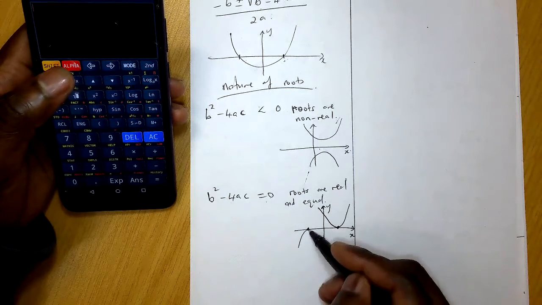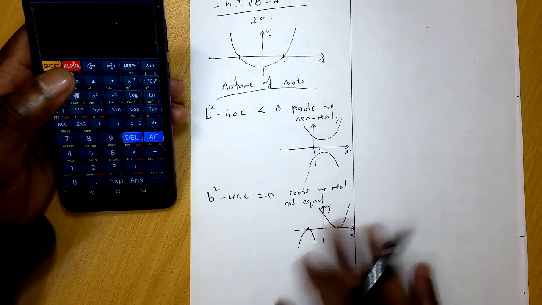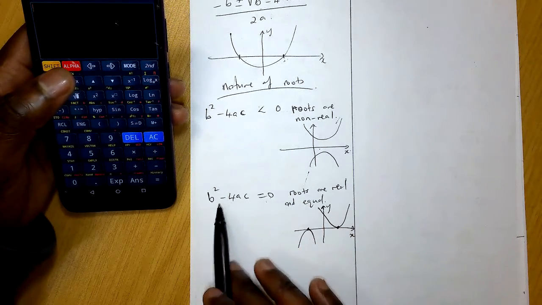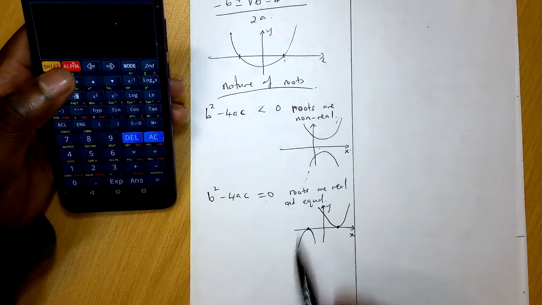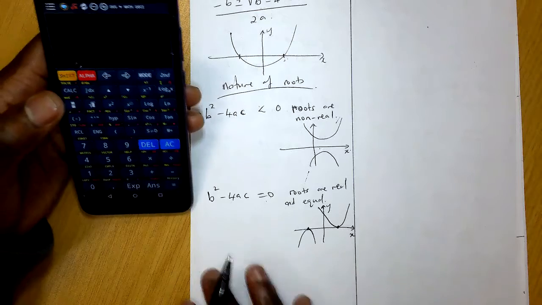We're going to do that when we do functions, but now you don't worry about the graphing here. Just what you need to understand here: if you get b squared minus 4ac is equal to 0, it means that your roots are real and equal.